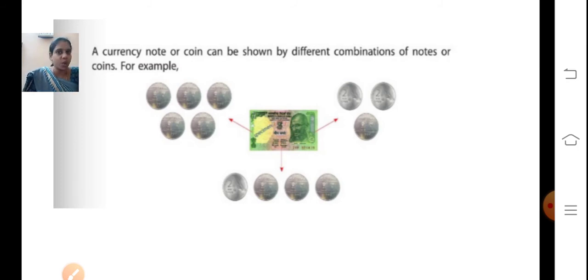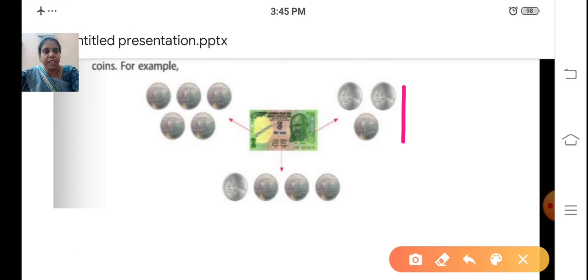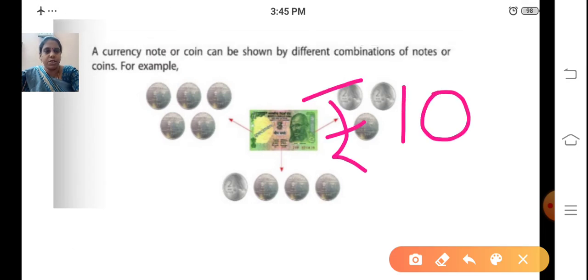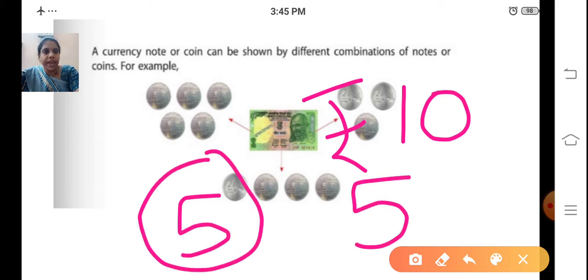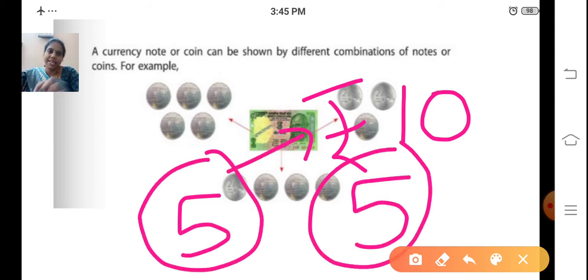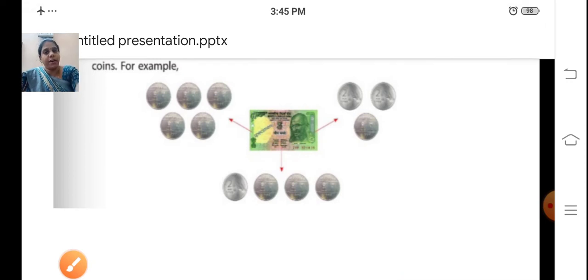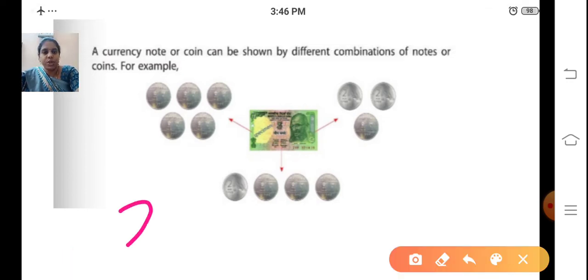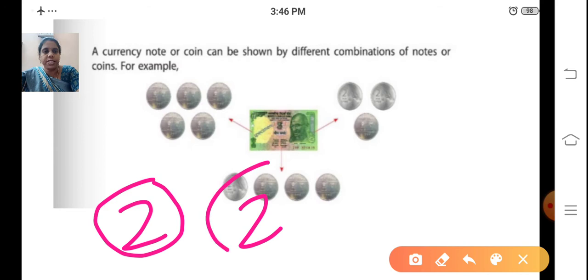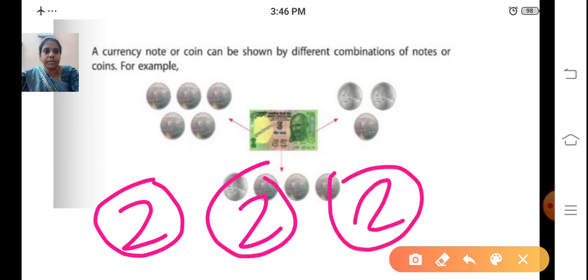A currency note or coin can be shown by different combinations. See, I'm having a 10 rupee note, right? If I add two 5 rupee coins, I'll get 10 rupees, isn't it? And one more case, I can add two 5 rupee coins also. Add two 5 rupee coins, two 2 rupee coins.